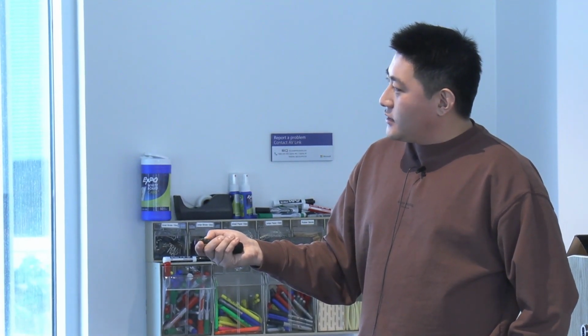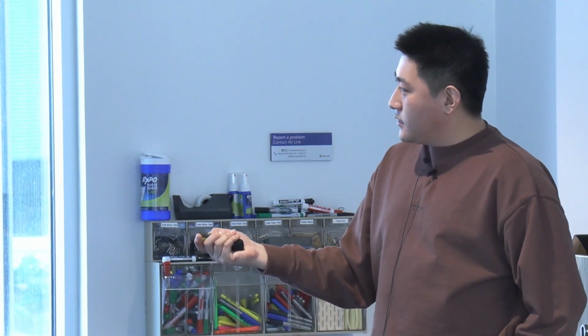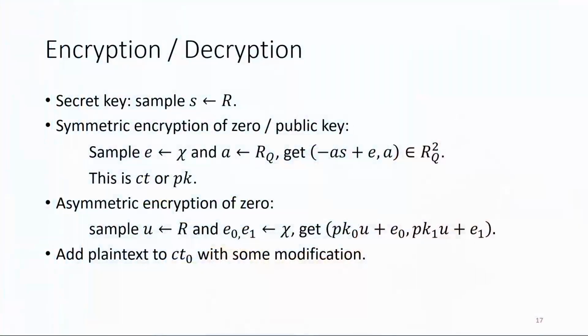For example, if you want to do asymmetric encryption of 0, that means I give you the public key, I want you to encrypt something and work with my encryption. You can do that with asymmetric encryption. What you do is take the public key, which is two polynomials, pk0 and pk1. You sample a u from the same distribution here, a ternary polynomial. You multiply the two polynomials here, and you add two new errors. And this is your asymmetric encryption of 0. When you want to encrypt some true value, you just add the plaintext to this part with some modification. Then you have the ciphertext, an encryption of some true value.